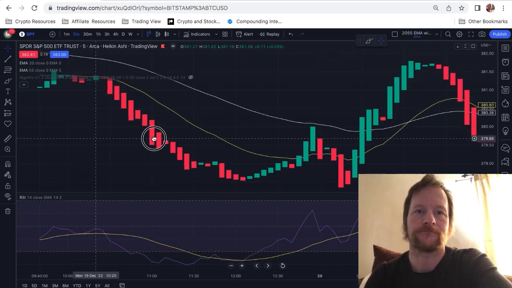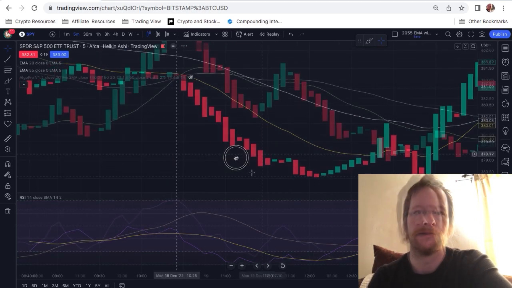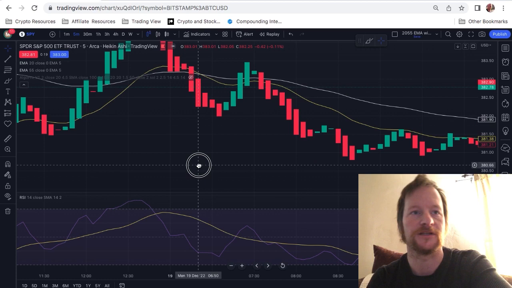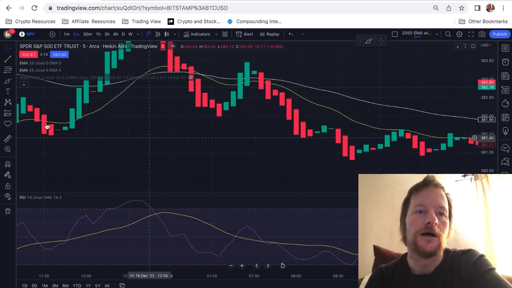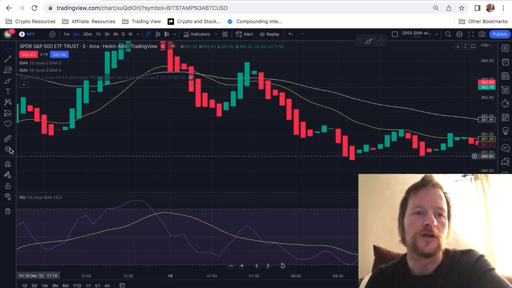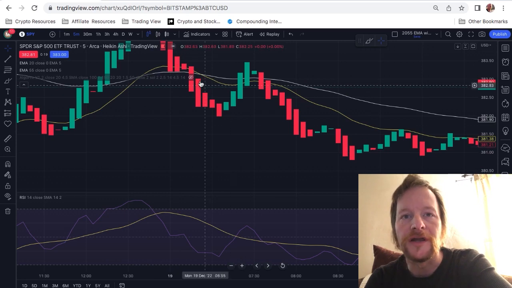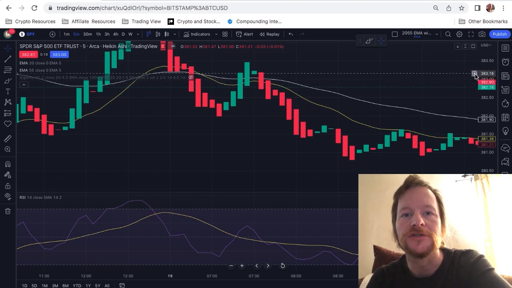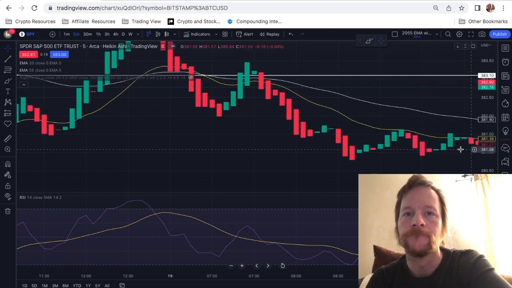Okay, so we got to wait for a cross. Okay, so here's a good one right here. So we're going to first look at this manually without the paid indicator. So we're going to draw a horizontal line right here. Right here's when it crosses. So we're looking for a put. So we'll be doing a put around 383.